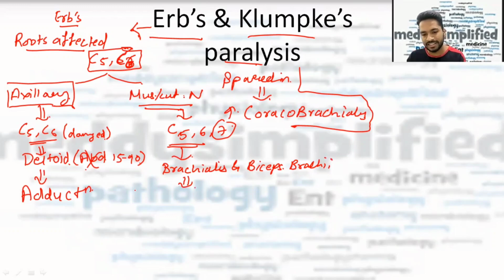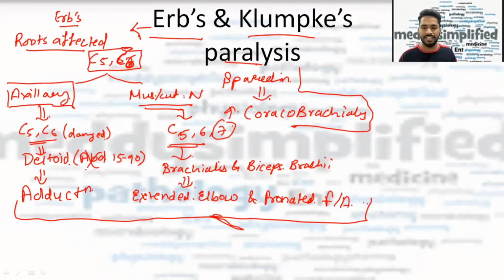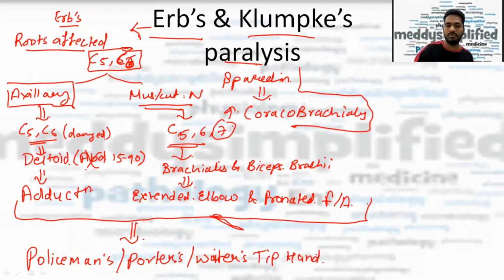It will lead to an extended elbow and a pronated forearm. So this gives a typical sign in Erb's paralysis, which is called the policeman's or porter's or waiter's tip hand. All right. So this is something which we should know about Erb's paralysis.